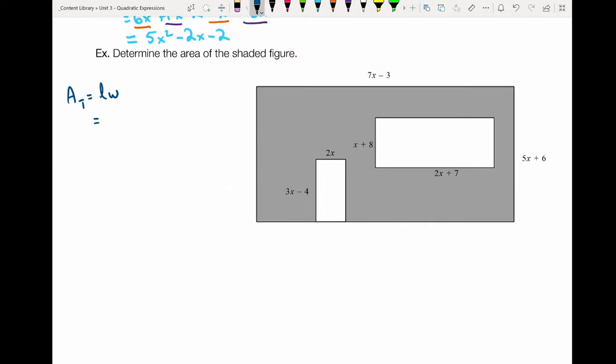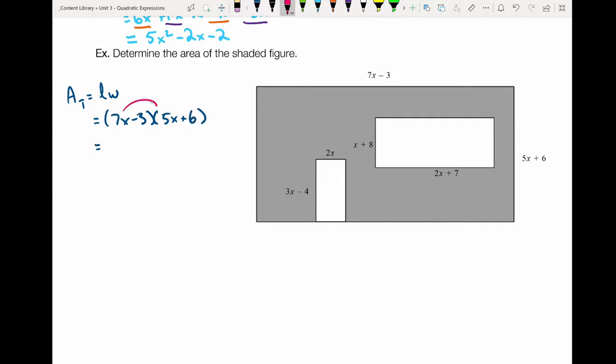Again, if you know how to figure out the area of a shape by using the FOIL method, at least start with that. If you're unsure of what to do next, then you can kind of play around with those 2 answers, but find the areas first. So 7x minus 3 times 5x plus 6.